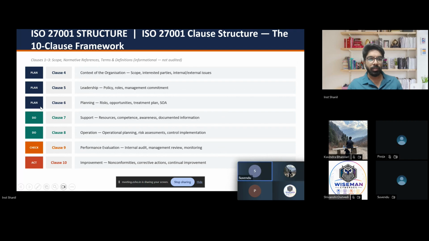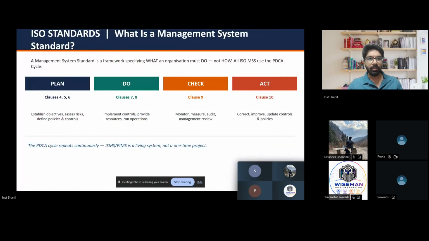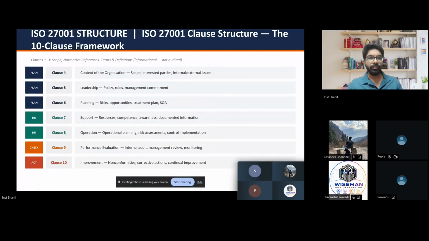We read about plan, do, check, and act in the previous slides. Let me go back here. So now we are studying in detail clauses 4, 5, 6, 7, 8, 9, and 10. Clauses 4, 5, 6 are under the plan cycle. Clause 4 talks about the context of the organization, like the scope of the company, interested parties, internal and external issues, customers. Everything falls under the context of the organization.